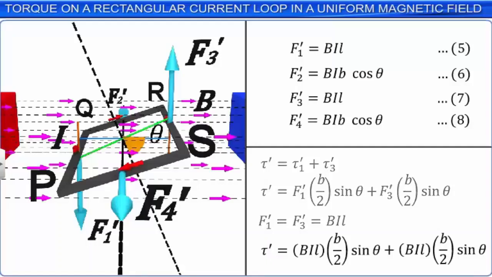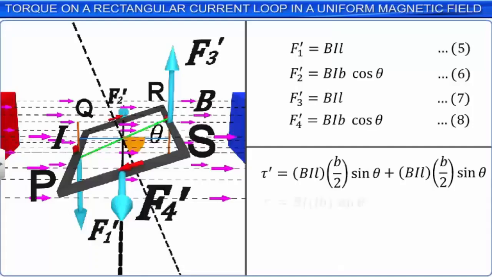Replacing L into B with area of the loop A, the torque on the loop tau dash is equal to BIA sin theta. So far, we have learnt about the torque on a current-carrying rectangular loop placed in an external uniform magnetic field, in the case where the area vector makes an angle other than 90 degrees with the direction of the magnetic field.